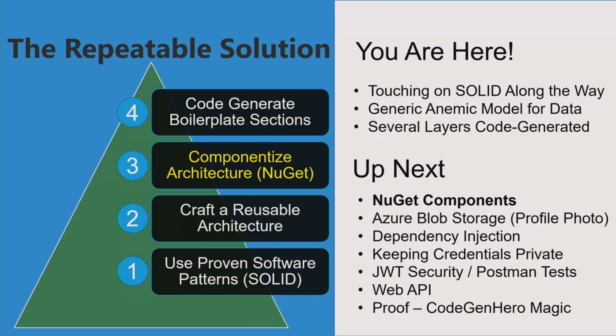We are here. This is where we're at in the talk. We've gone over some of the SOLID patterns. We've shown that we have a reusable architecture, the basis for a generic-ish architecture, right? Next, we're going to talk about componentizing the architecture. We've shown how we code generate some of these sections. Up next, we'll have the NuGet components. We've already seen a lot about Azure Blob Storage, so I won't spend a lot of time. The code is in the repository. Then dependency injection, what that allows us to do. And then how we keep credentials private, which is an important aspect: JWT, Web API. We're not going to do anything with CodeGen Hero today. Maybe we'll show a demo during the Q&A session.